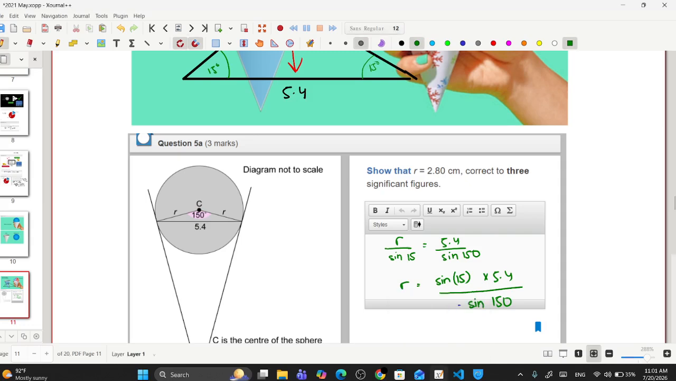2.79. So I think that is going to be rounded off to 2.8. So yeah, that is the correct answer. Very well done.